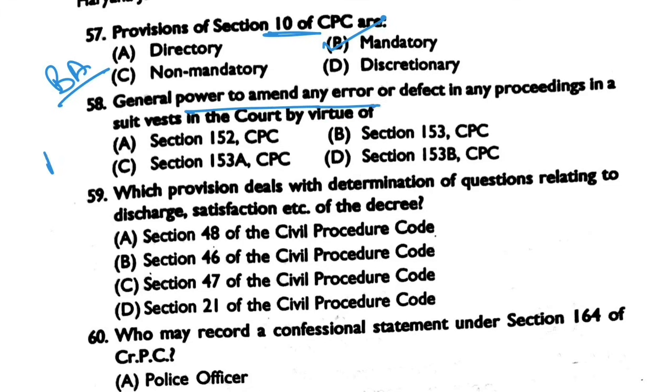58 is a number based question. Provide the section for general power to amend any error or defect. Then question 59 is which provision deals with the determination of questions related to discharge satisfaction. This is section 47 of CPC. Option C, again, number based Bare Act questions. Majority of the questions you will see, if you've done the Bare Act, you should be able to answer in the PT. Bare Acts are very important.